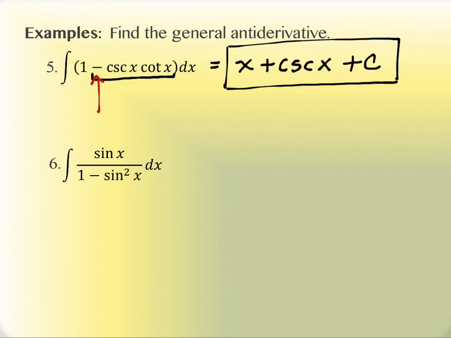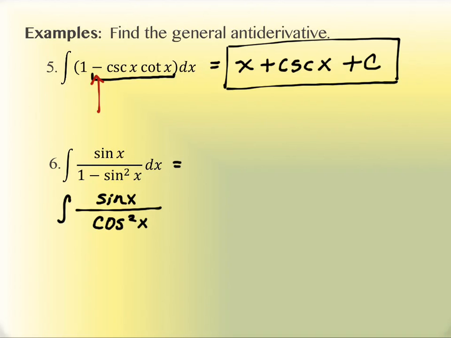All right. Number 6 does not look quite so friendly where it starts out. Any thoughts on what we might do to make this doable? Because right now it's not doable. It's not in a form that we can do anything with. Oh, so Edgar's remembering a property of trig. Can you say it a little bit louder for me, Edgar? The denominator is equal to cosine squared.